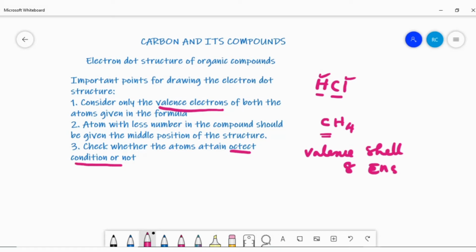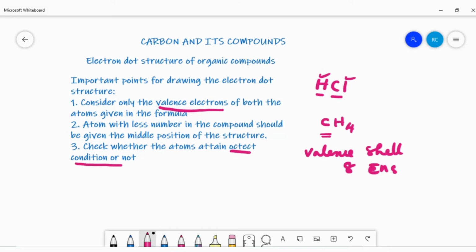For example, carbon has only 4 electrons in the valence shell, so carbon needs 4 more electrons to complete the octet. So carbon will share its 4 valence electrons with other elements, thereby satisfying the condition of octet. So the octet rule states that if an atom does not have 8 electrons in the valence shell, it will attain it either by gaining, losing or sharing electrons with other atoms.